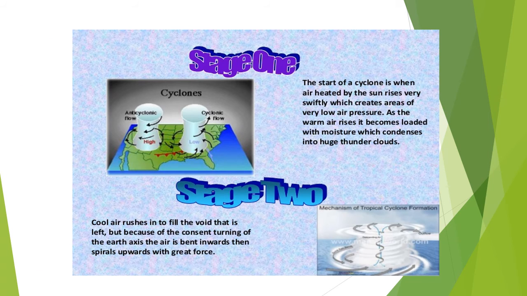So we can check the formation of cyclones in stage 1 and stage 2. The start of the cyclone is when air heated by the sun rises very swiftly, which creates areas of very low air pressure. Okay, and in stage 2, what happens? It carries a large amount of cool air and it rushes towards the inner regions with great force. This is what is happening in the formation of a cyclone.